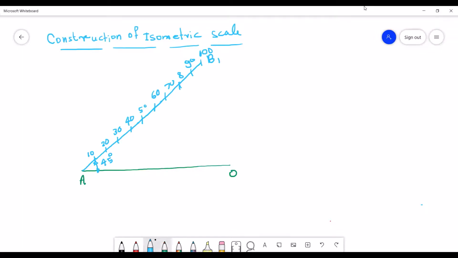Now draw another line from the point A itself. This is also a horizontal line only. We are drawing this line at an angle of 30 degrees.